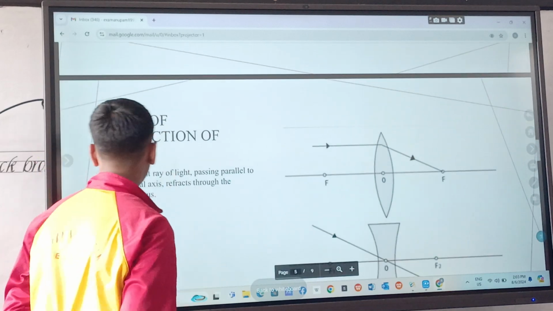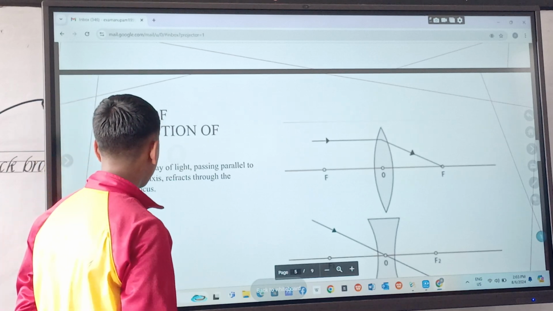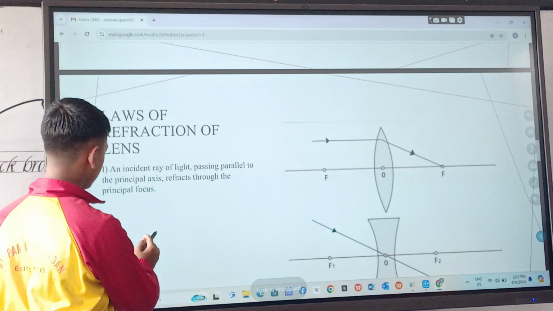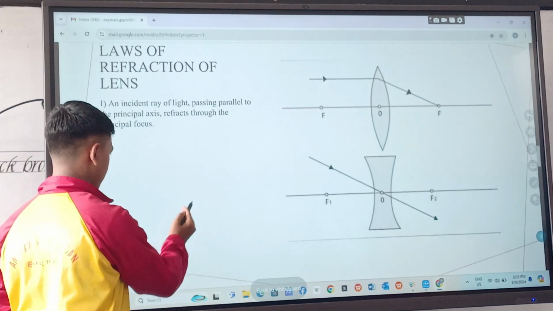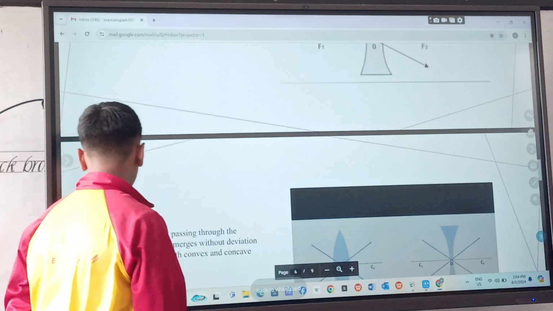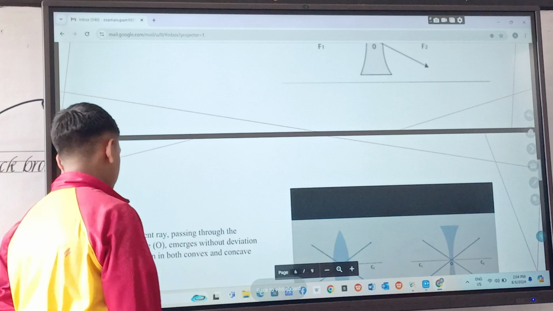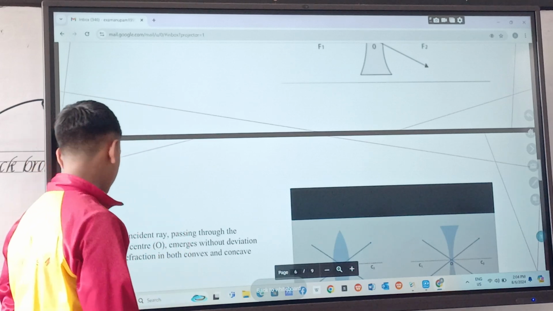So the first rule is an incident ray of light passing parallel to the principal axis refracts through the principal focus. The second law is an incident ray passing through the optical center emerges without deviation after refraction in both convex and concave lens.